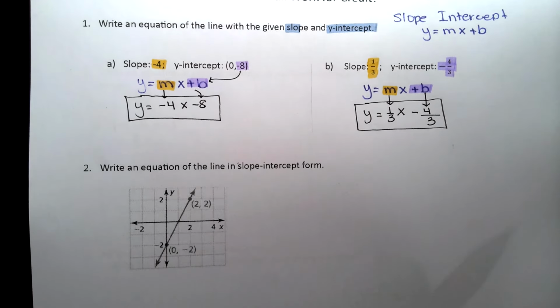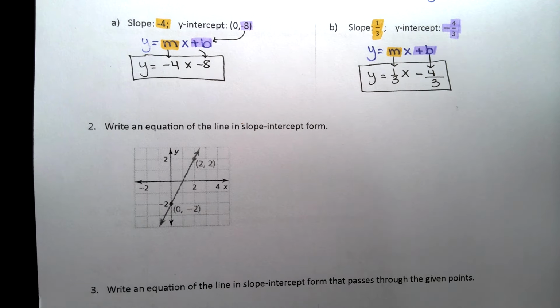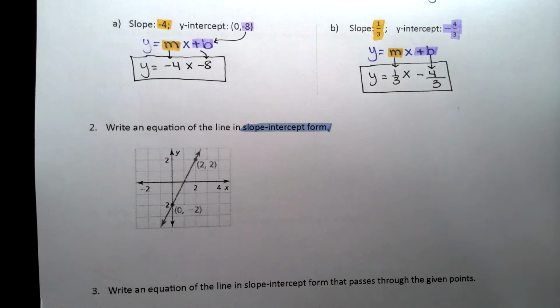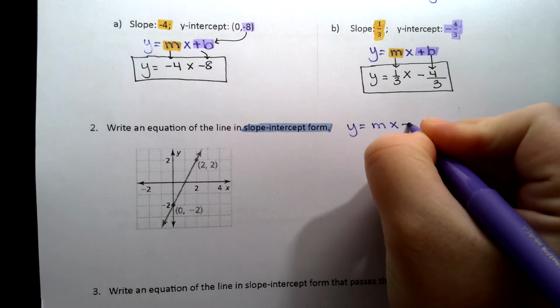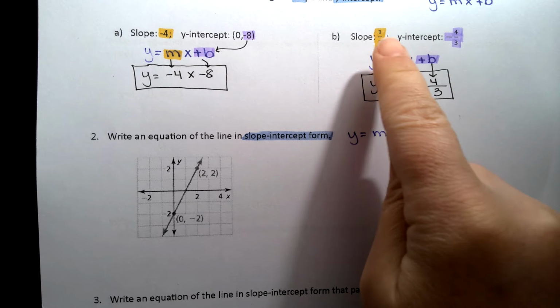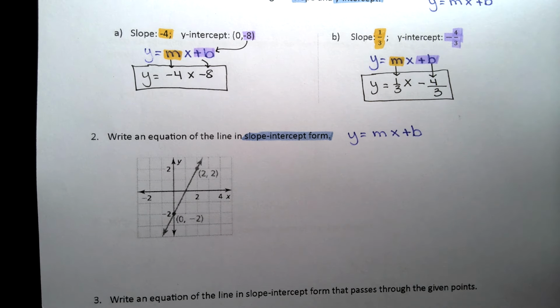Okay, moving on. Question number 2, write an equation of the line in slope-intercept form. Okay, so once again, keywords here are important. Slope-intercept form means we're going to be writing it y equals mx plus b. So just like in question number 1, we need our slope, which is the yellow, and we need this purple y-intercept.